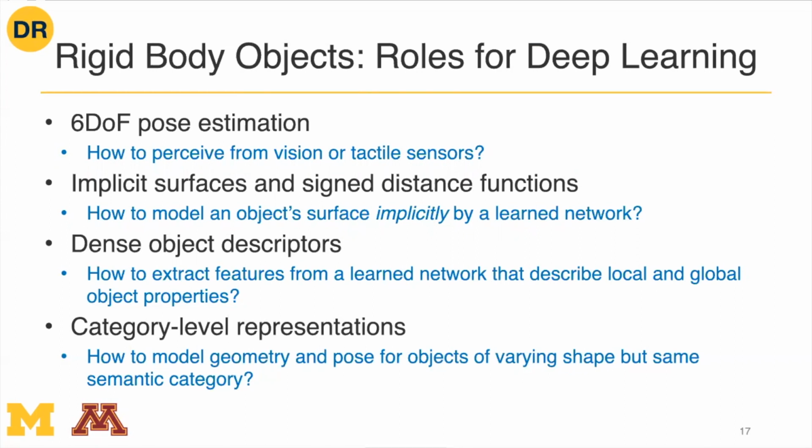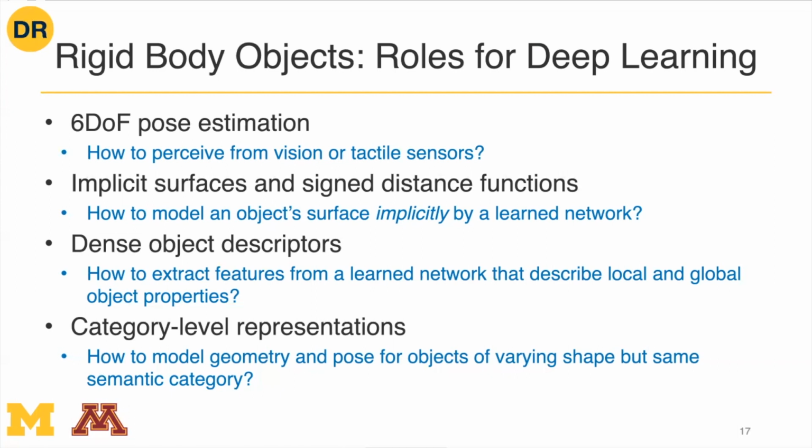Follow-on methods, or maybe more recent methods, have also been looking at how you can actually represent those object geometries themselves with learned functions, with learned networks, in place of those explicit vertices and faces. So the works on implicit surfaces and signed distance functions are going to try to answer this question of how can we actually model an object's surface implicitly, bake the object model's surface into the parameters of some learned network, in place of those vertices and faces that have to be explicitly described by some human artist.